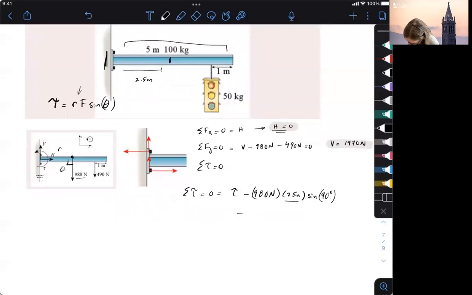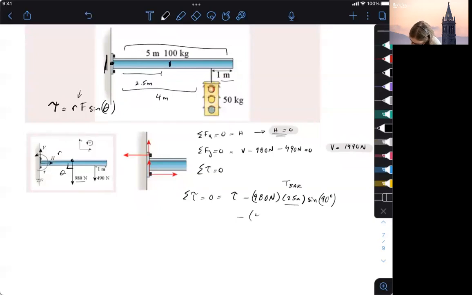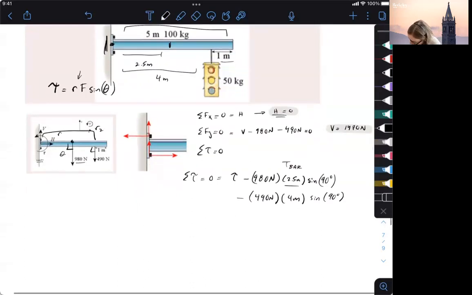Then I also have another one, so minus, this is the torque from the bar. The weight of the bar causes its own torque. Then I also have the torque from the traffic light. The traffic light is 1 meter in, so it's 4 meters total away from the pivot point. So the force is 490 newtons, the distance is 4 meters, and the angle is sine of 90 degrees, because again it's 90 degrees between the force and the distance, the lever. Cool. So this piece here was the torque of the light, and this piece here was the torque of the bar.